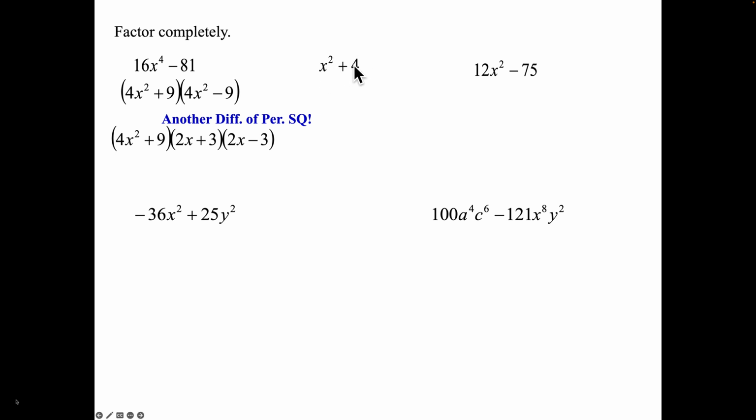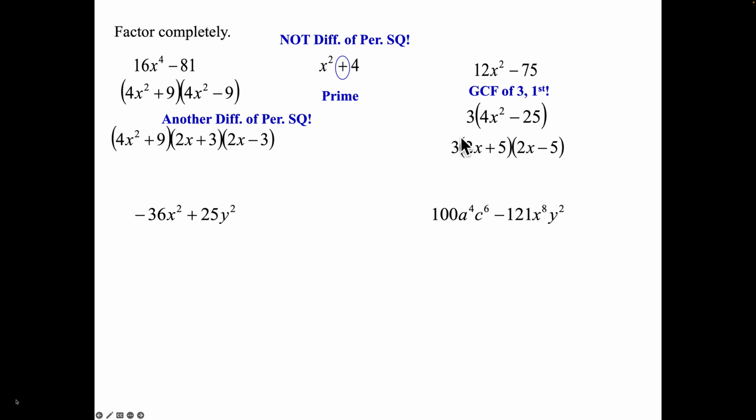Next we have x squared plus 4. We saw 4x squared plus 9 doesn't factor. x squared plus 4 doesn't factor. It's not a minus sign. It's prime. Wait a minute, 12 and 75, those aren't perfect squares. Oh, wait a minute, 12 and 75, they're divisible by 3. Let's take out a GCF of 3, we get 4x squared, 75 divided by 3 is 25. There's my difference of perfect squares. 2x plus 5, 2x minus 5. Don't forget to keep the 3 out in front.